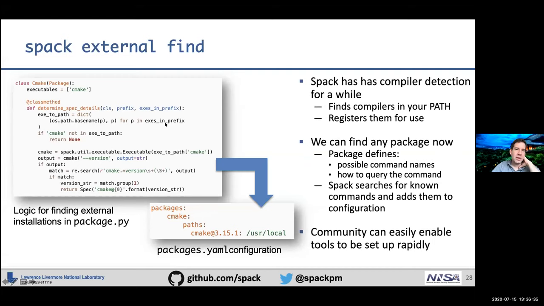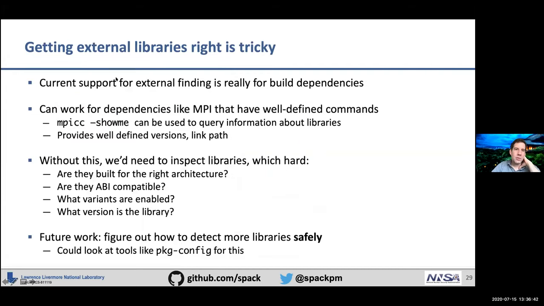I think we can get this working for things like MPI as well, but it's a little tricky with libraries. Right now what we do is we find executables in your path, we query them. And so for MPI, that'll work. We'll be able to do things like mpicc --show me to query information about libraries. That can give us versions, it can give us libraries and things for the MPI implementation. But for libraries where we don't have a wrapper like this, it's a bit harder to query. And so I don't expect this to work for all different libraries on your system, at least not right away.